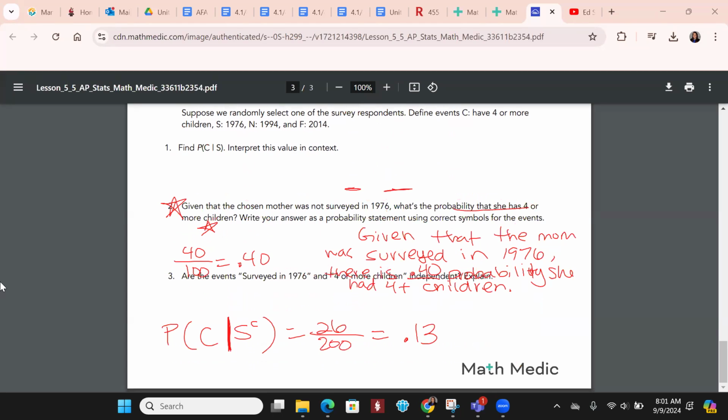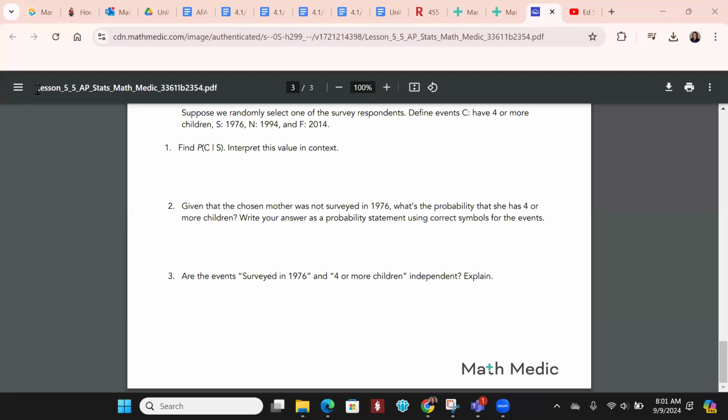Okay, so again, we would say no, they're not independent. And the reason why is because we would say the probability of C given S is not equal to the probability of C given S naught.